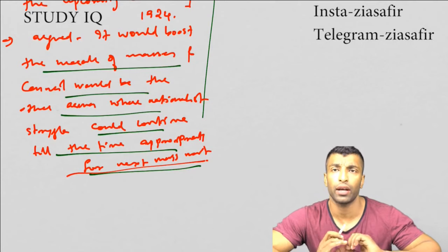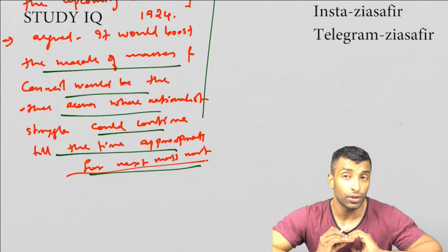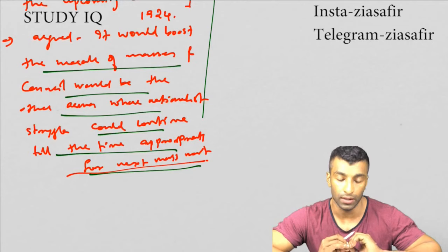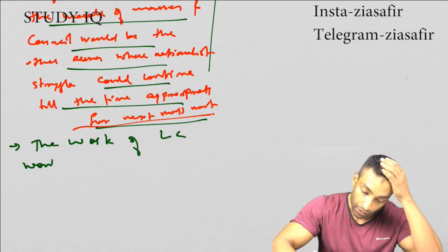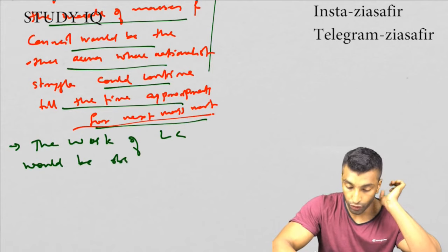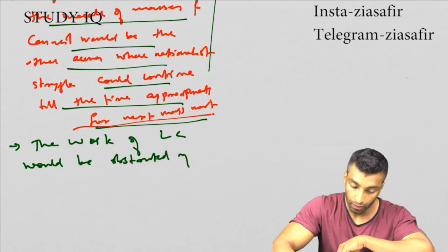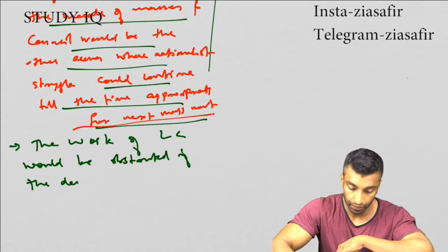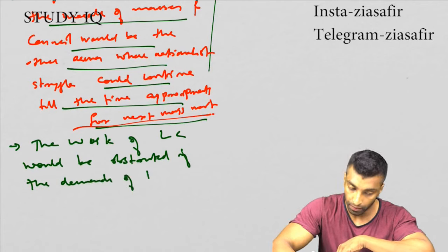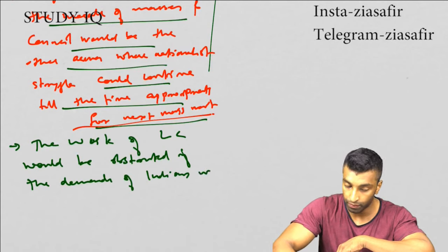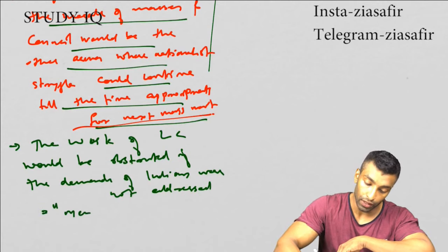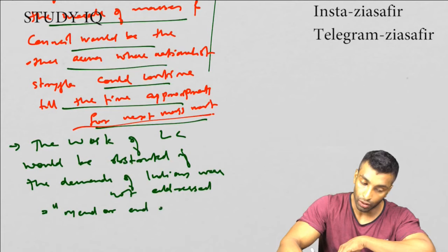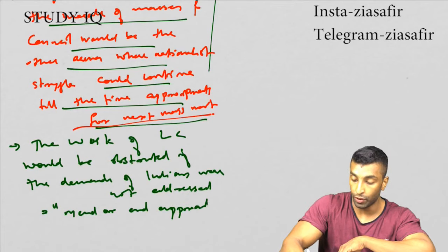You can enter into the council and you can raise the voice there. Okay, so that's the opinion of the Swarajists, and they say the work of the legislative council would be obstructed if the demands of Indians were not addressed. And that's what you call the mend or end approach.